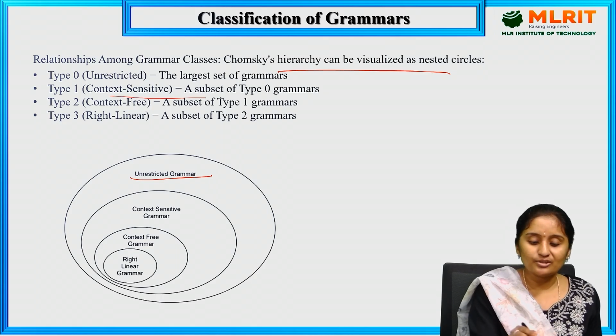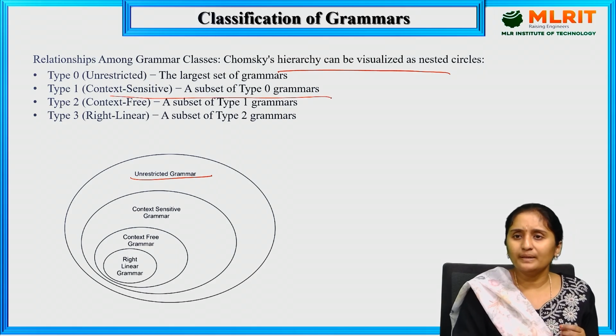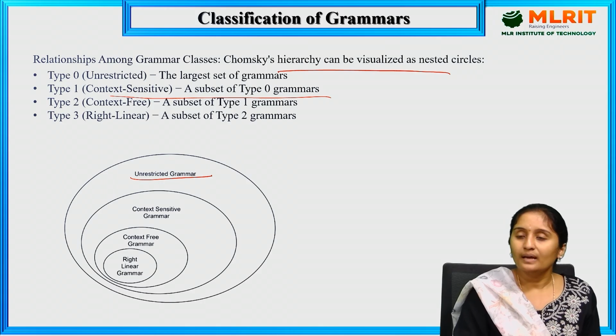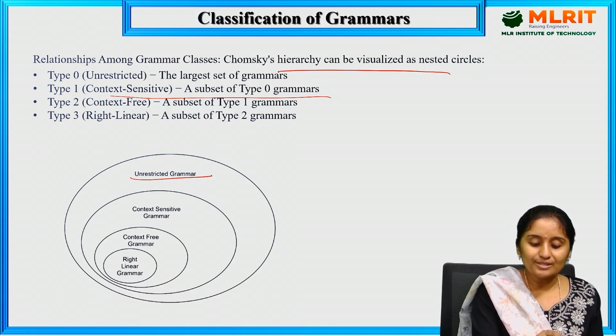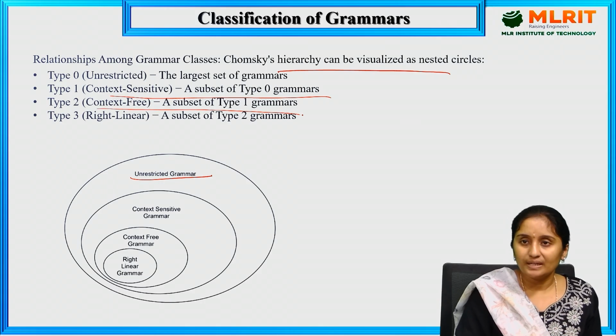Coming to the context-sensitive grammar, it is a little bit restricted when compared to the type 0 grammar, a subset of type 0 grammar. And the next one is the context-free grammar, that is type 1 grammar.